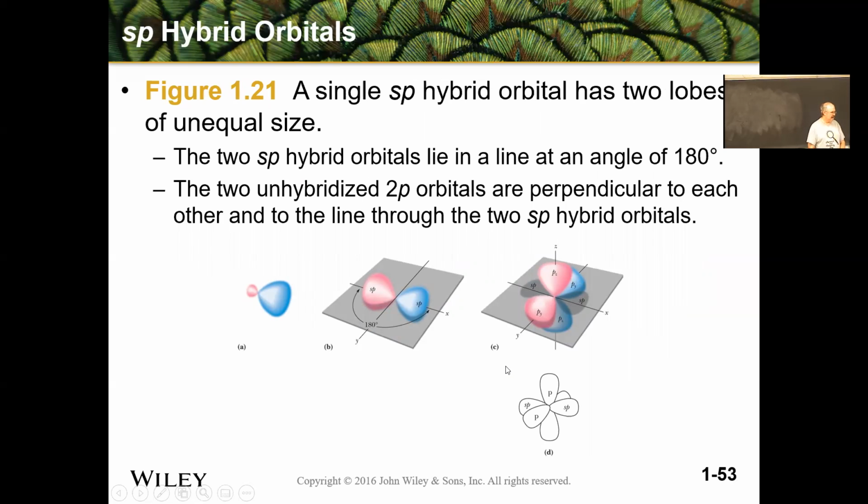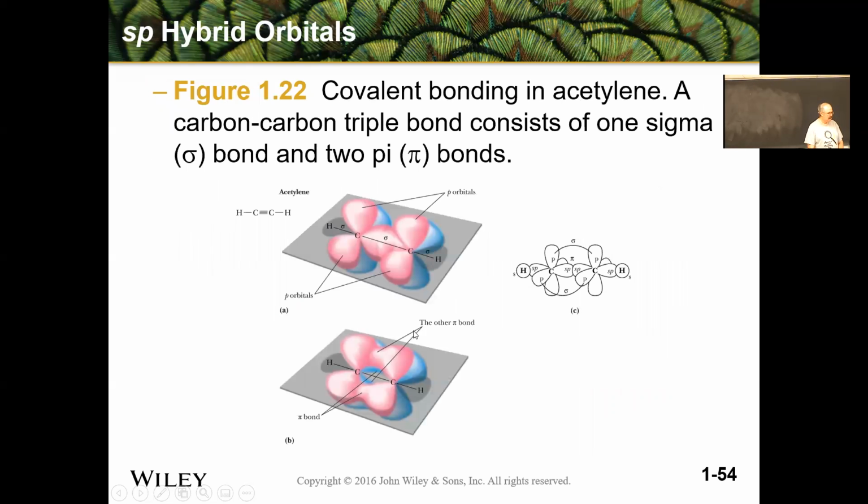Here is an sp hybridized atom. The two sp hybrids point in opposite directions, 180 degrees apart. And there are two of the 2p orbitals that are left over, and they're 90 degrees apart. So in something like acetylene, we have a sigma bond between the two carbons, between the two sp hybrid atomic orbitals, but then we have two pi bonds.